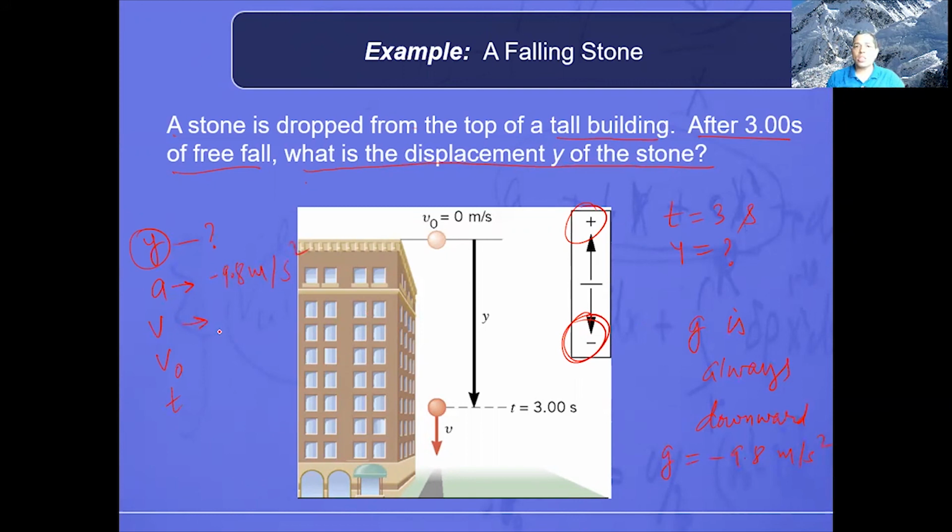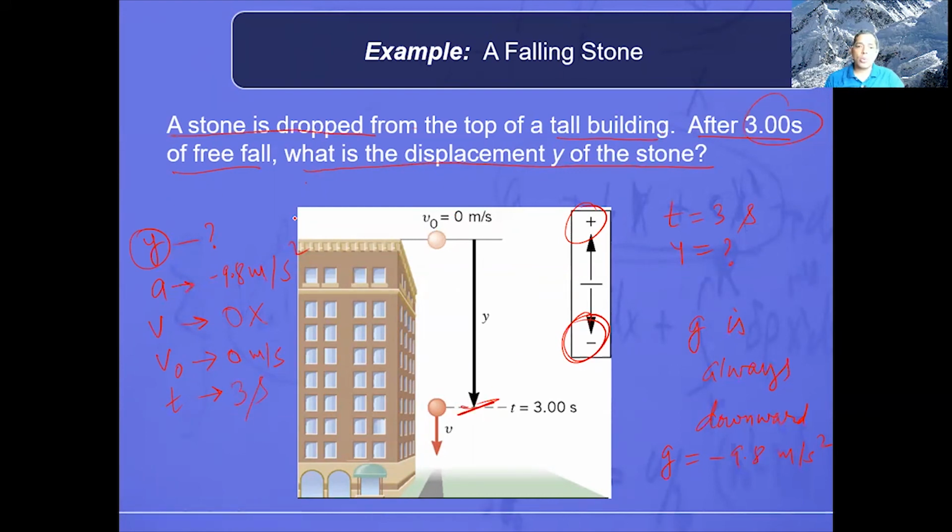What is your final velocity? We don't know. What is the displacement? We need to figure that out. We don't know this, but are we supposed to find it? No, we are not supposed to find it, so it is kind of useless here. What is v0? Do you know v0? A stone is dropped from the top of a tall building. It is dropped, meaning your initial velocity is 0 meters per second. You have to read the question very carefully. Then what is the time it takes to get to this point? Time is 3 seconds, right?